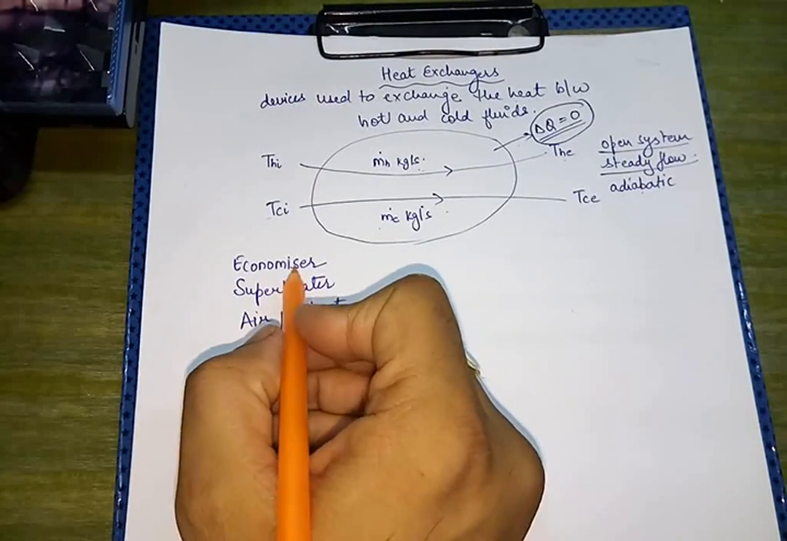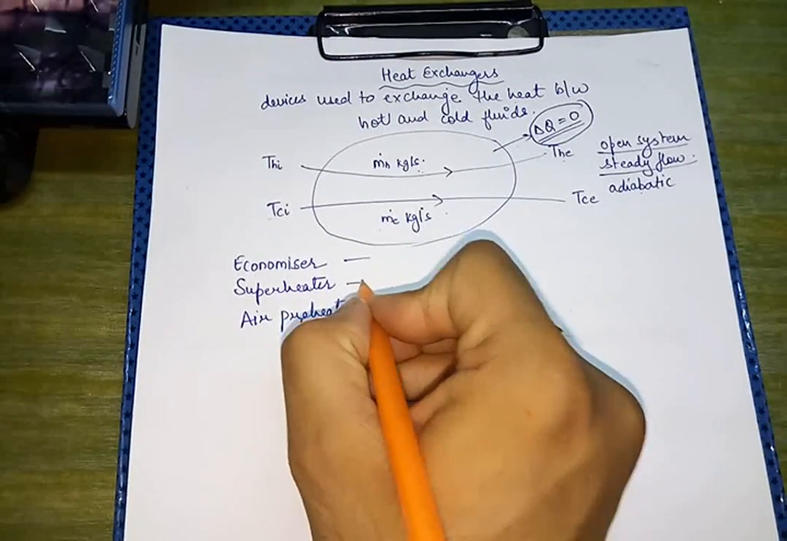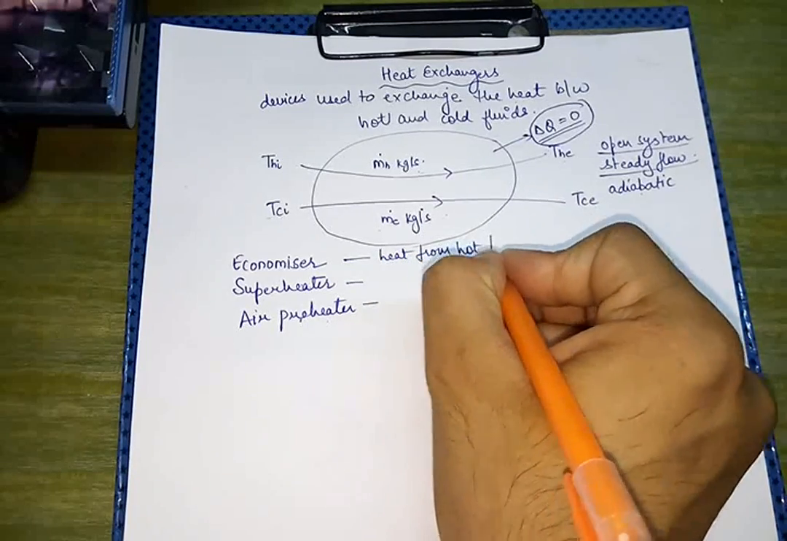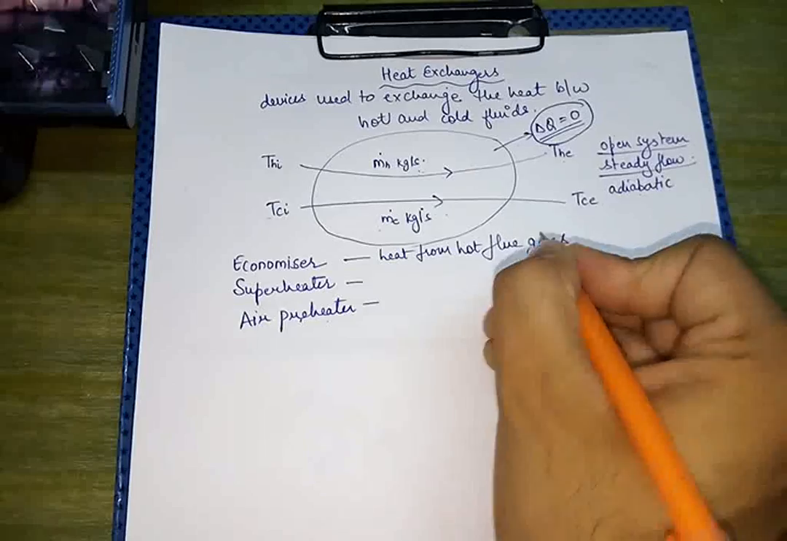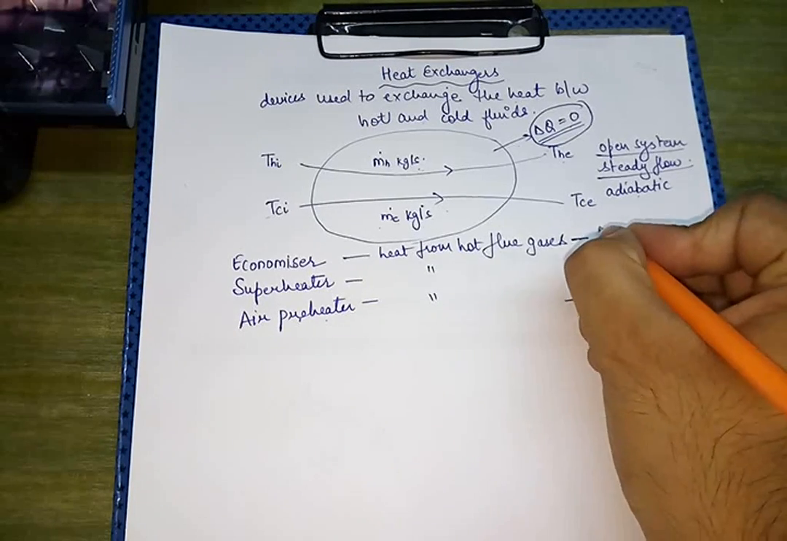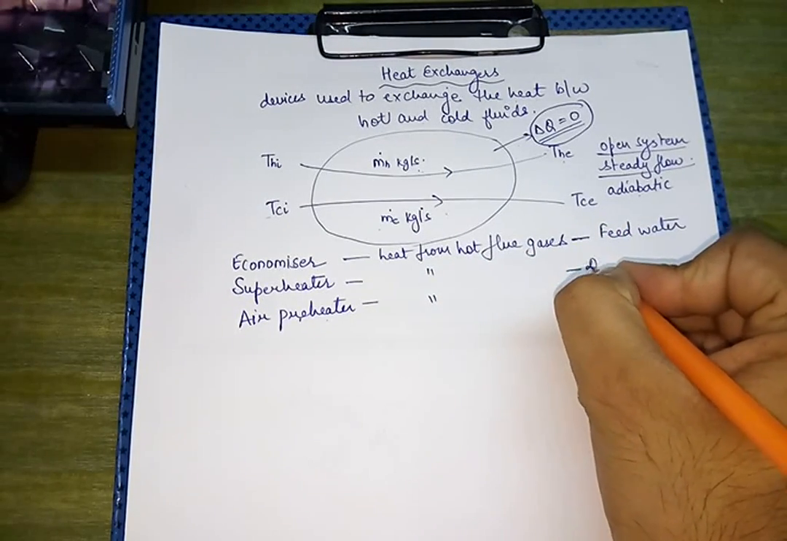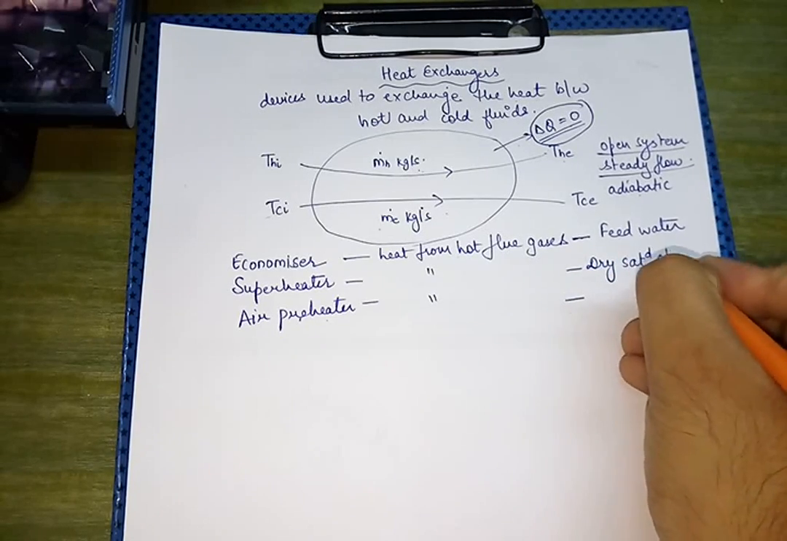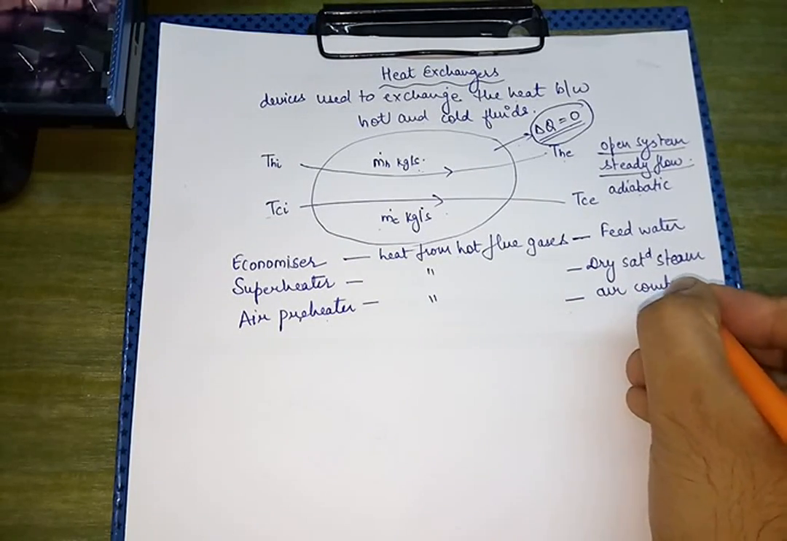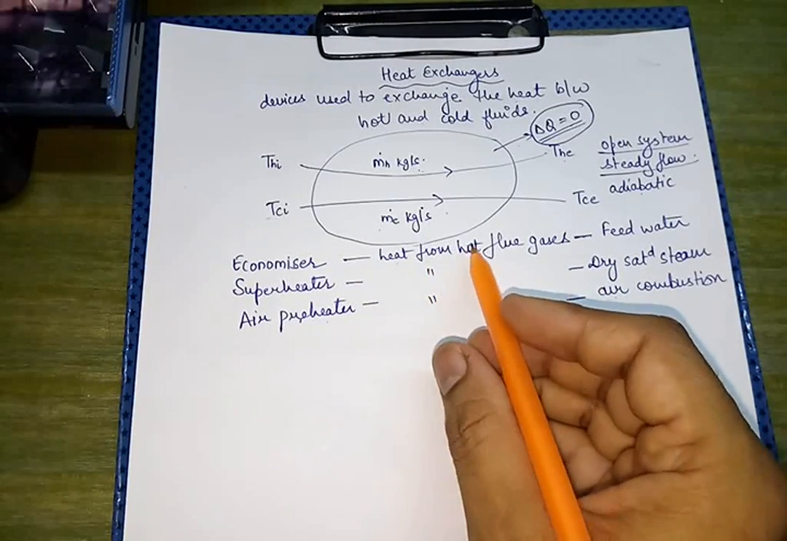Now if we discuss about these three boiler accessories, that is economizer, superheater and air preheater, then we will find out that in all the three cases, the heat from hot flue gases is used in the further process. In the economizer we heat the feed water by using the heat from the hot flue gases. In the superheater we actually heat the dry saturated steam. And in case of the air preheater we use the air for combustion; we heat the air required for combustion from the heat coming from our hot flue gases.